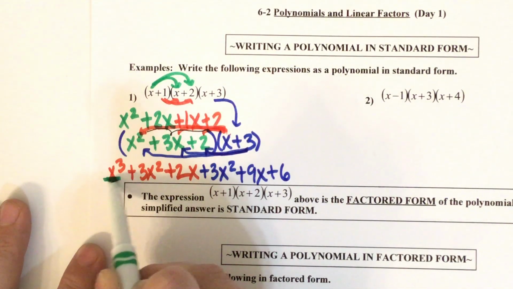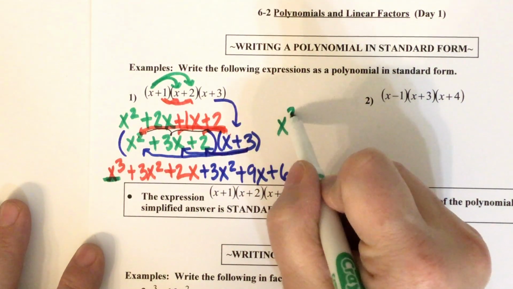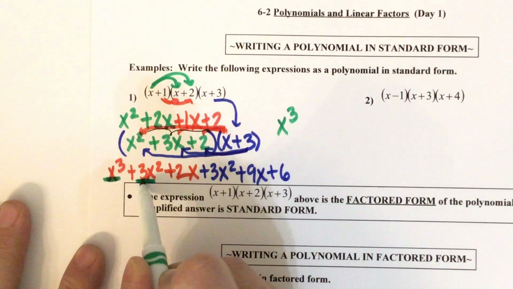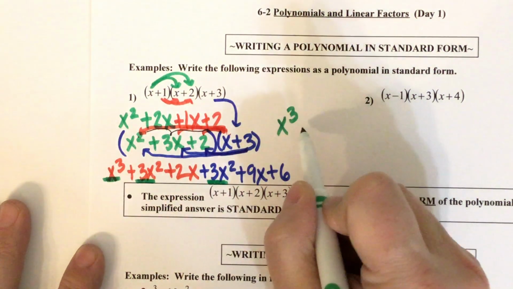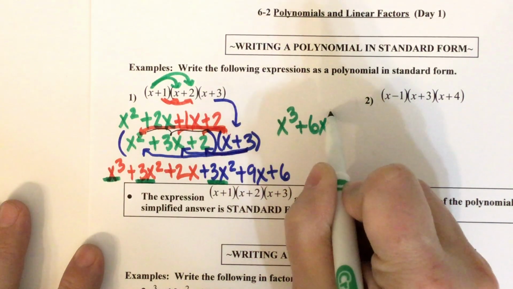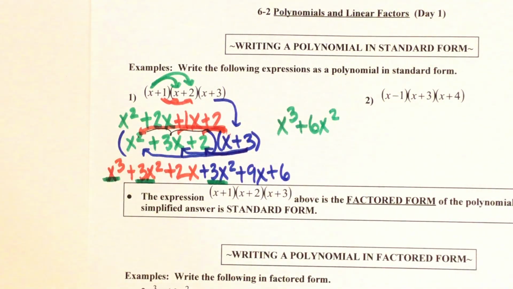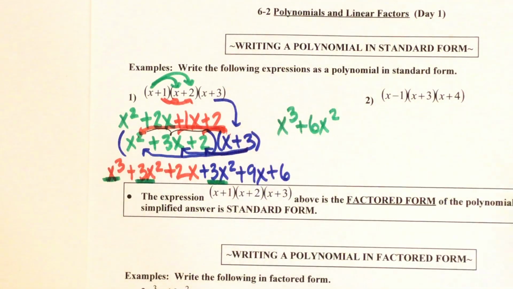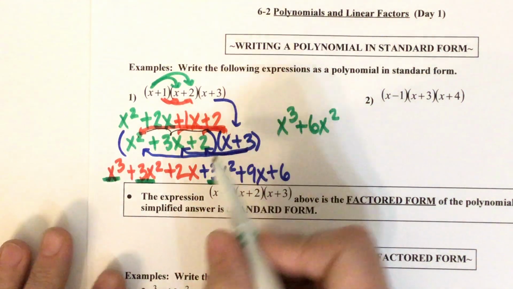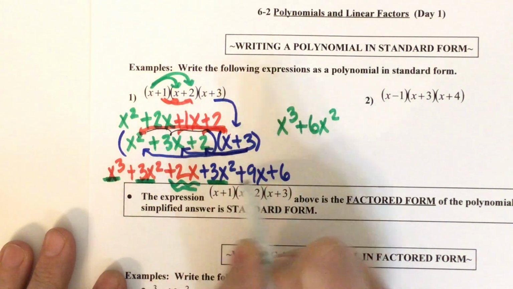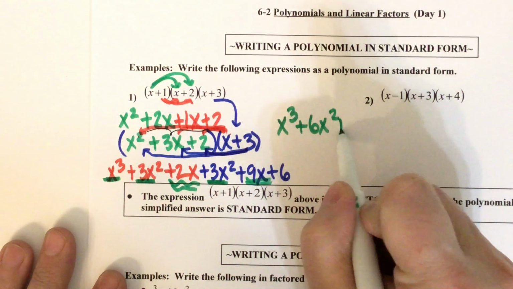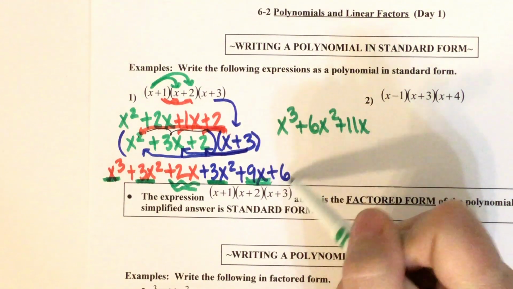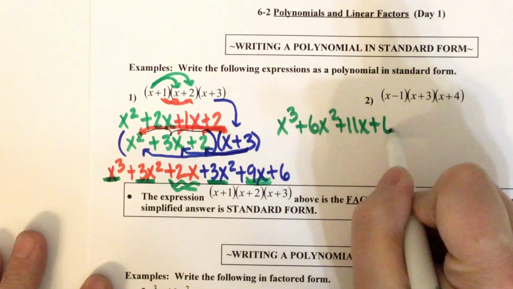There's no other x cubed, so I just recopy the x cubed. Now let's combine x squareds. So 3x squared plus 3x squared makes 6x squared. Remember, when you add and subtract, you don't do anything with the exponents. An x squared added to an x squared stays an x squared. Combine the x's. Positive 2x plus 9x makes 11x. And there's no other constant to combine with the 6, so we just recopy the plus 6.